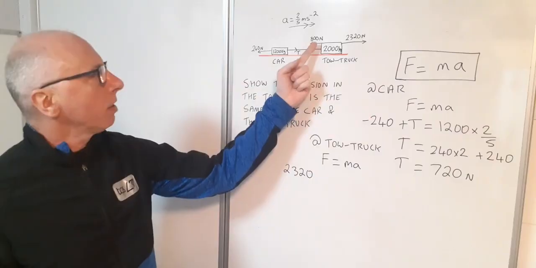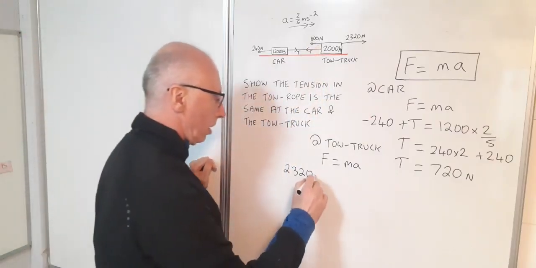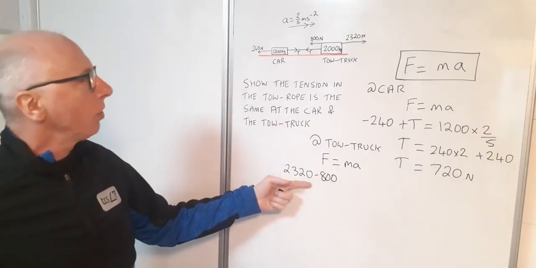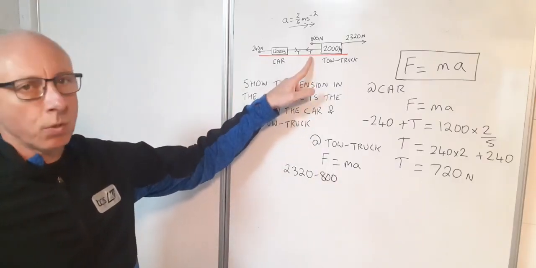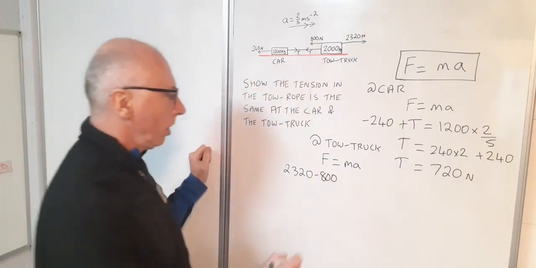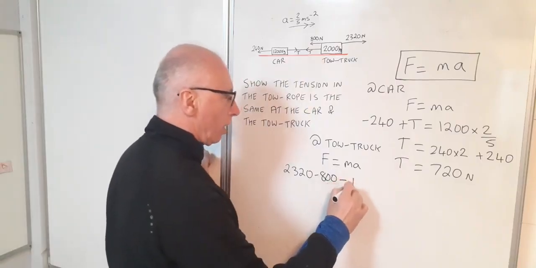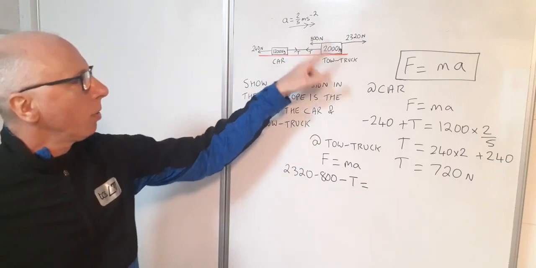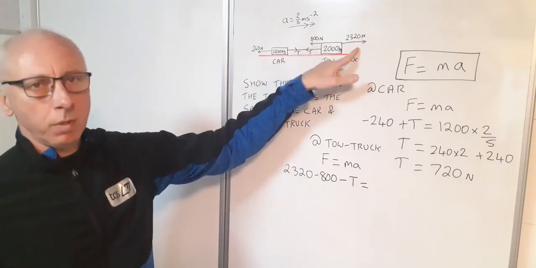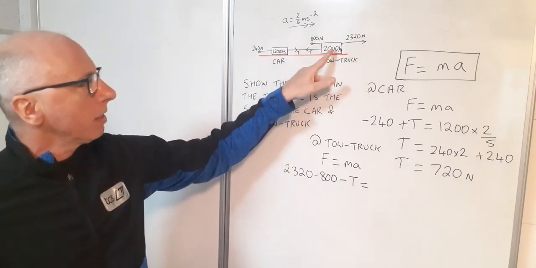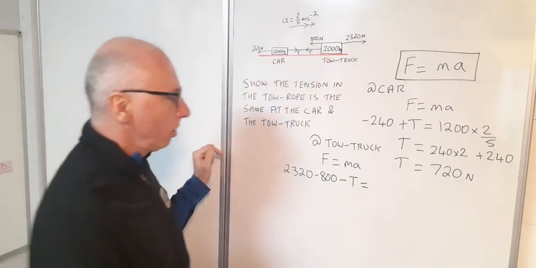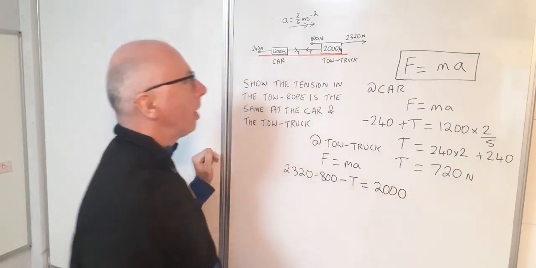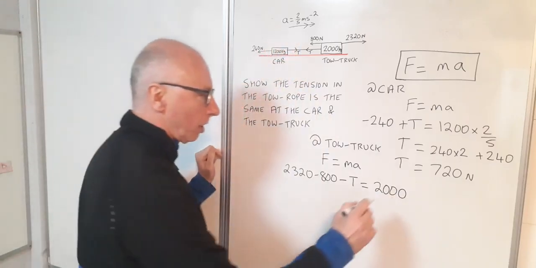Going against it, we've got 800. That's the resistance force maybe, and obviously the drag on the road. And tension is also going against the direction of travel, so that's a minus T. And then there's no other forces. That's our three forces we've got there. Let's set that to mass times acceleration. Well, mass is 2,000 in this case, and we times that by acceleration, which is 2/5.